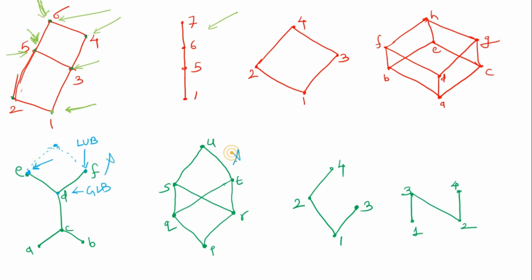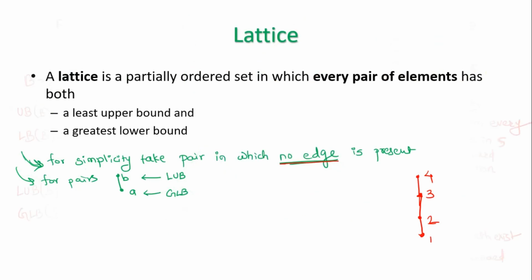Again, this is not a lattice. Why? Because, for example, in this one, for S, Q and R, if I take this subset, I cannot determine which one is my greatest lower bound. I cannot determine from Q and R which one is the greatest lower bound. So this will not be my lattice. Again, this is not a lattice. For points 4 and 3, I will not be able to check which vertex is my greatest lower bound or which vertex is my least upper bound. So this is not a lattice. So this was about the lattice.